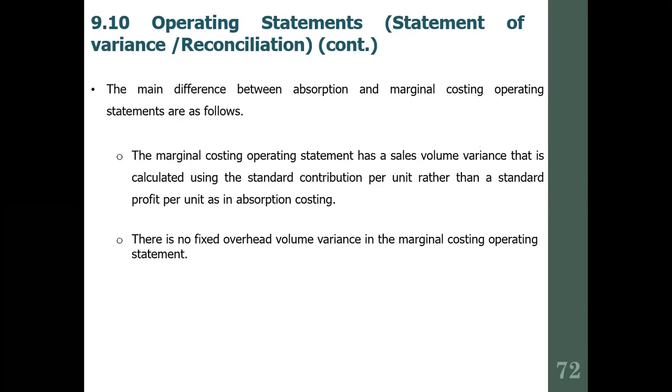Then I told you that it was about the marginal costing system and the absorption costing system. The main difference between the absorption and the marginal costing operating statements is as follows. The marginal costing operating statement has a sales volume variance that is calculated using the standard contribution per unit rather than the standard profit per unit. So in fact, we have discussed that.